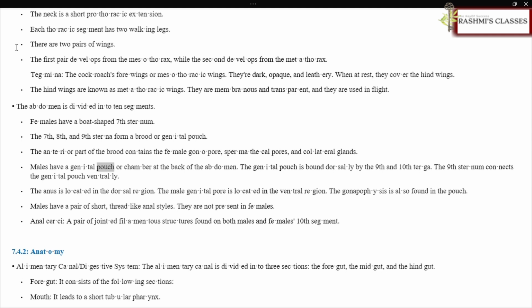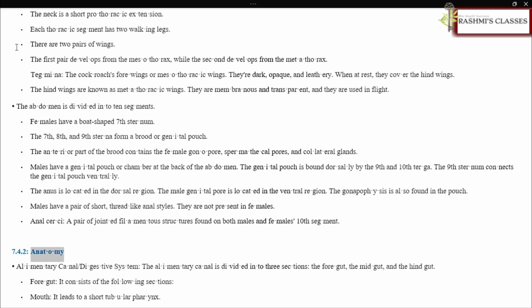Males have a genital pouch or chamber at the back of the abdomen. The genital pouch is bound dorsally by the 9th and 10th terga. The 9th sternum connects the genital pouch ventrally. The anus is located in the dorsal region. The male genital pore is located in the ventral region. The gonapophysis is also found in the pouch. Males have a pair of short, thread-like anal styles. They are not present in females. Anal cerci, a pair of jointed filamentous structures, are found on the 10th segment of both males and females.